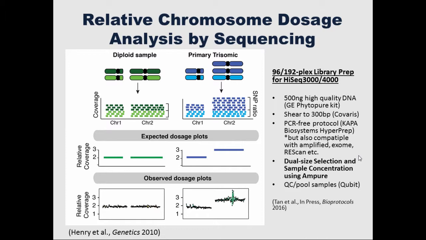So what we do, we start with about 500 nanograms of good quality DNA. And then we have to shear it down to 300. And we use Covaris, so it's just a 96-well plate, very easy to use. And what I do is actually just the PCR-free protocol. And you really don't need much DNA once you go into the HiSeq.